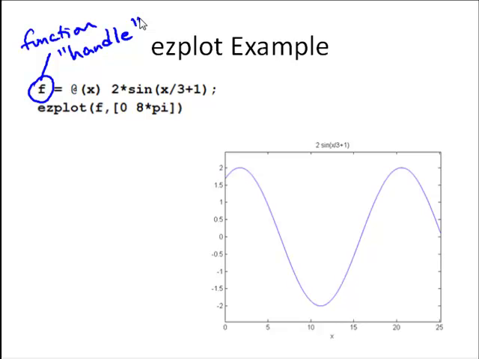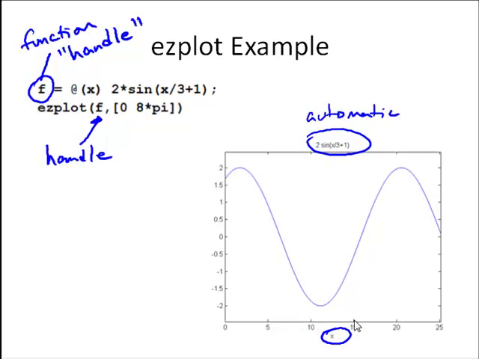So EZPlot is another function, and the first input f is that function handle for the function that we want to plot. And then we have again the domain that we're going to plot it over, from 0 to 8 pi in this case. And you'll see for EZPlot we have an automatic title that the function generates, and an automatic x-axis label. Again, EZPlot is for a quick and dirty look at a function.